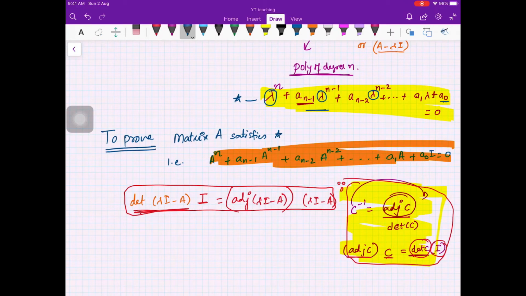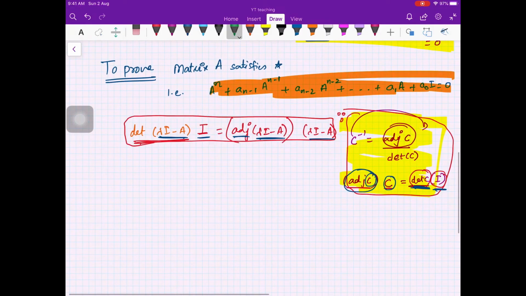So you have this result that adjoint of C into C is equal to determinant of C into identity matrix. So here in place of C I am writing lambda I minus A: determinant of lambda I minus A into identity matrix is equal to adjoint of lambda I minus A into lambda I minus A. Now let us see what this matrix is, adjoint of lambda I minus A. Can you tell me what this matrix is?